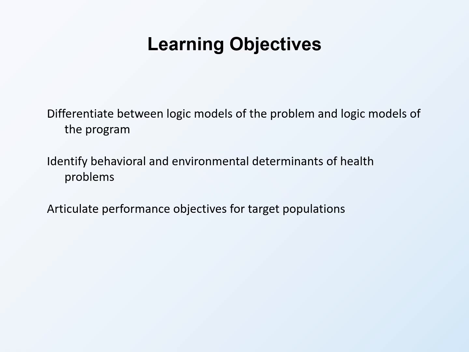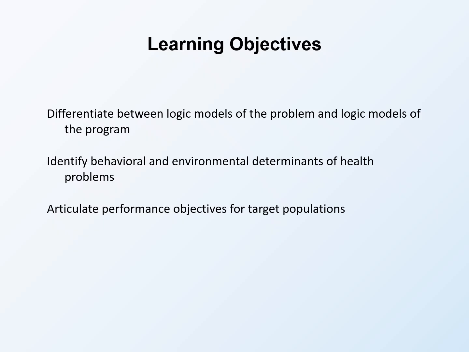First, differentiate between logic models of the problem and logic models of the program. These are different tools with different purposes, and confusing them leads to poor intervention design. Second, identify the behavioral and environmental determinants of health problems. This is about understanding the specific factors that cause or maintain the problem. And third, articulate performance objectives for target populations. These are the specific behaviors that need to change for the health outcome to improve.